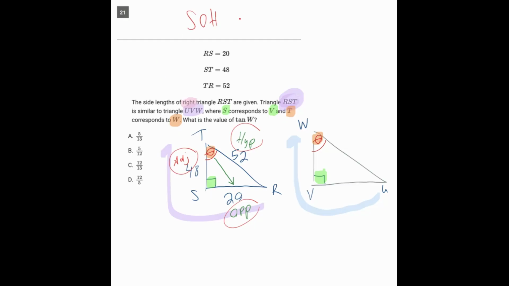And in SOHCAHTOA, that phrase tells us that the sine is the opposite over the hypotenuse, the cosine is the adjacent over hypotenuse, and the tangent, tan, is opposite over adjacent. And so tan of W is the same as tan of T, and that's the opposite over the adjacent. So 20 over 48 for the left triangle. And now we can just simplify that, 10 over 24, 5 over 12. And so tan of W, which is the same as tan of T, is 5/12, and that's answer choice B.